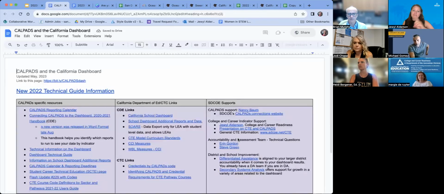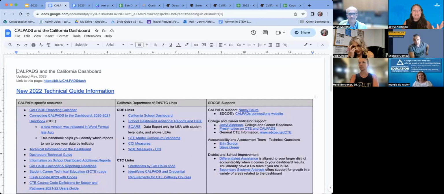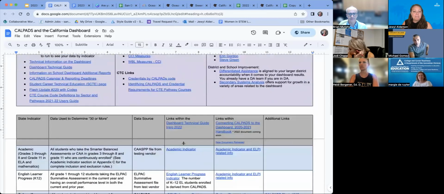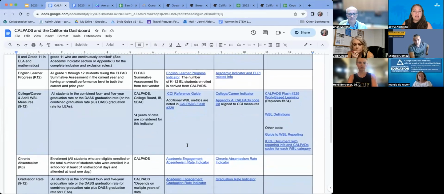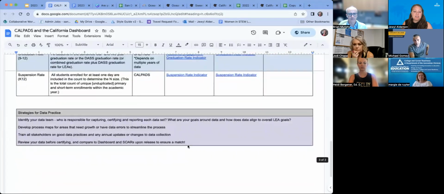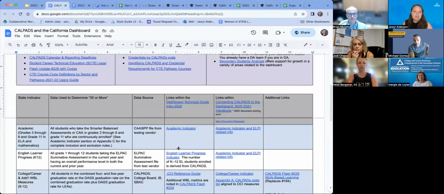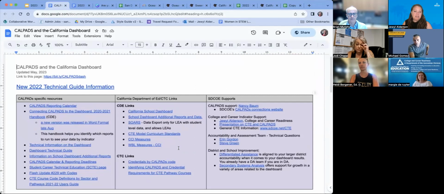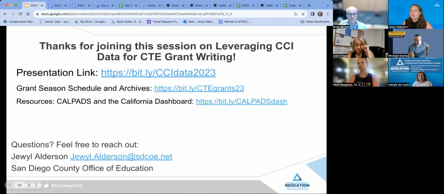One more fun thing, if you want to go into the deep end, as you're like, wait a minute, none of this makes sense with my data. I do have this pretty extreme guide to CalPADS and the CCI. I've talked about that before. So if you are wanting to align anything with CalPADS, I just wanted to add this as a resource at the end.